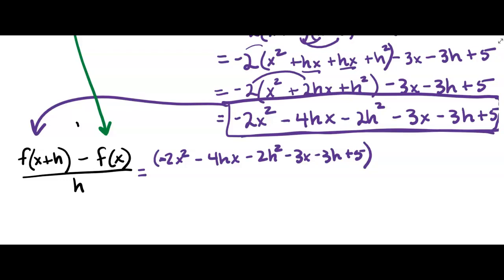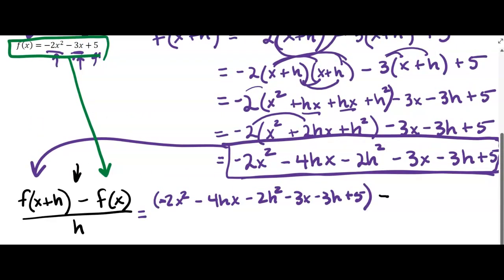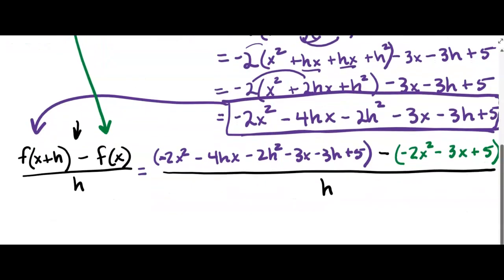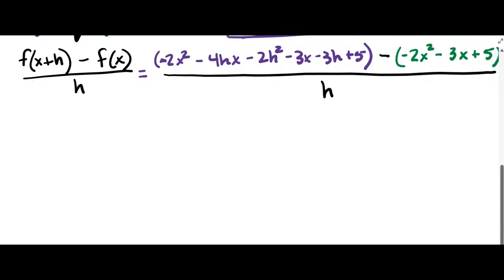Okay. Then we're going to be subtracting, so minus. Now, where was the original function? That was the green part. Let me scoot back up here. There it is. I want to put this in parentheses, minus 2x squared minus 3x plus 5. And then the whole thing is over h. Okay, so that h isn't going to come into play for a little while, but okay. Now we have the difference quotient set up. We've got all the pieces in place. It's just a matter of simplifying it.